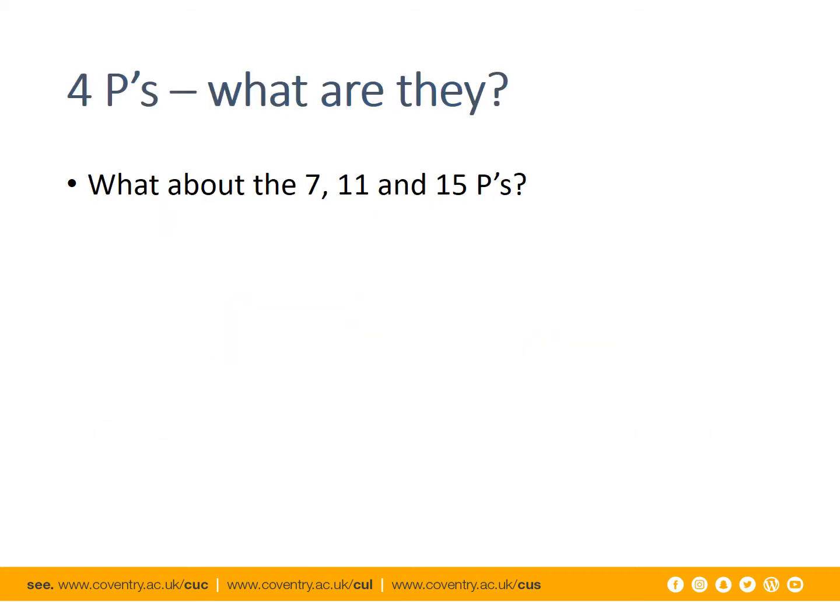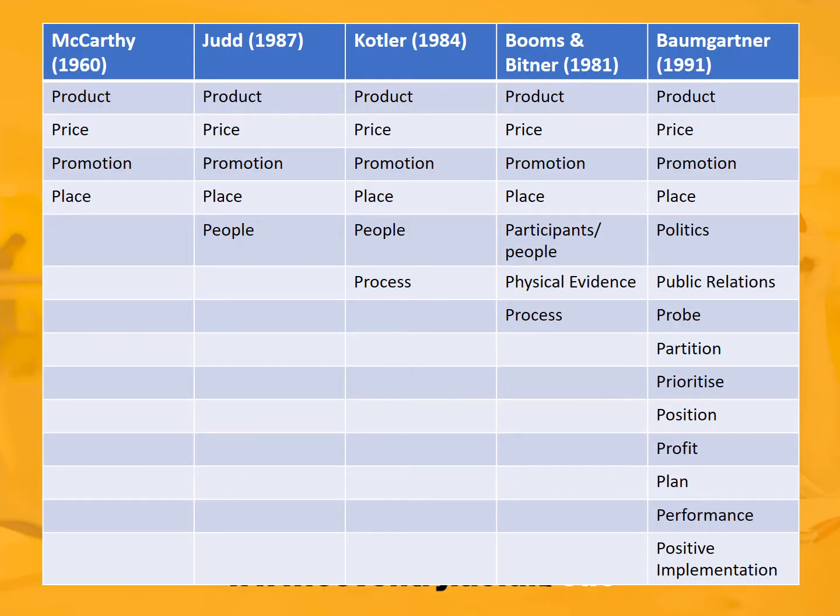So what are the 4 Ps or 7 Ps or 11 Ps or 15 Ps? We all know the basic 4 Ps, which are the product, price, place, and promotion. If we think about McCarthy in the 1960s, then McCarthy looked at the product, price, promotion, and place. Judd, 1987, looked at the product, price, place, promotion, and people. So you had the people there on top of the 4 Ps. Kotler, 1984, had product, price, place, promotion, and people and process. So additional 2 Ps, people and process.